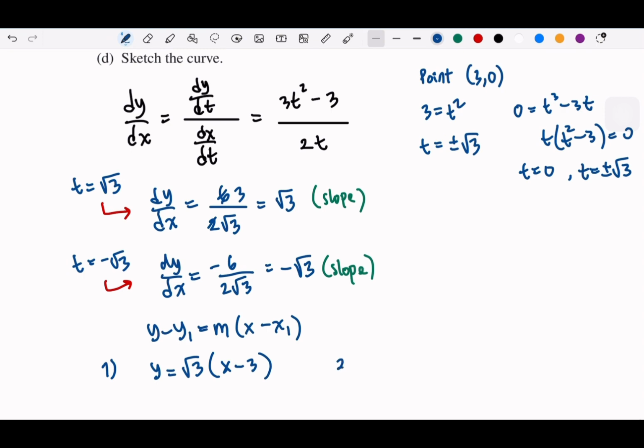And the second will be y... I forgot. This is on the point. We know the point is (3, 0). So we just put (3, 0) inside the linear equation. So 0, 3, and the m is from the slope. So we have two equations. Okay, I will let you digest slowly.